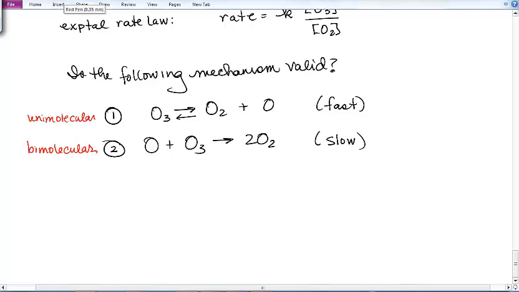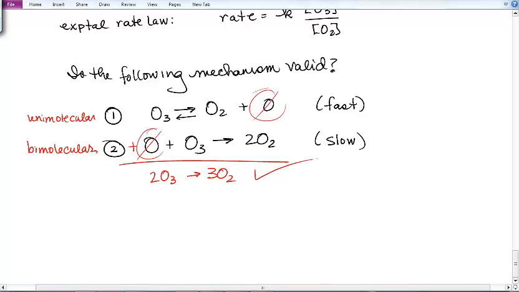All right, so two questions to figure out if it's valid. First, do they add up? Do they? Yeah, so free radical oxygens will cancel. And so we end up with 2O3 yields 3O2. We're good. Always check that first. It's simple to check. All right, so that's valid. Which step is my rate determining step, first or second? Second, absolutely. So our rate law can be written directly from that step.